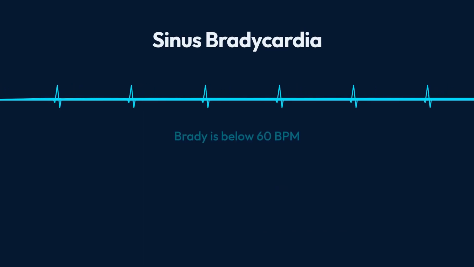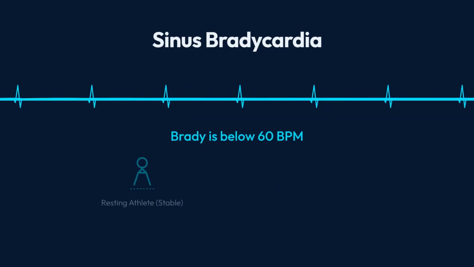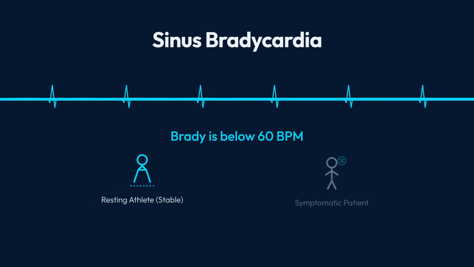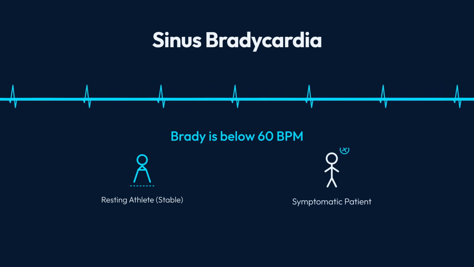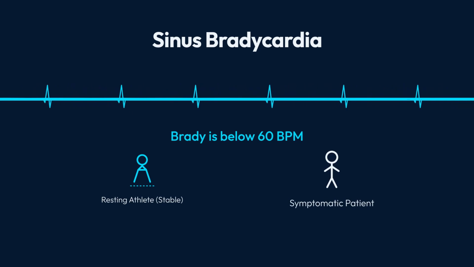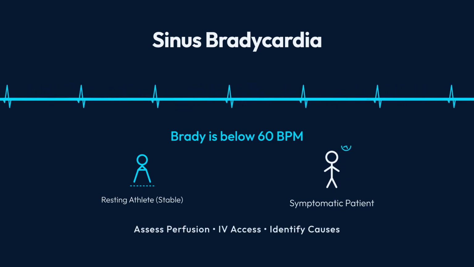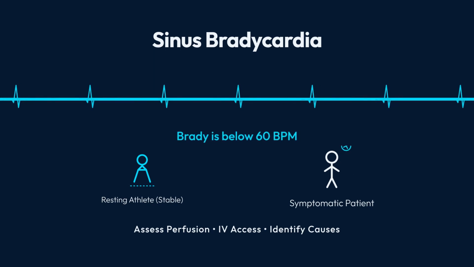Rhythm 2 is sinus bradycardia, a regular rhythm with a rate below 60. While a sleeping athlete might be stable, we worry about symptomatic bradycardia. Nursing priorities include assessing perfusion, establishing IV access, and identifying reversible causes like medications or hypoxia. Be prepared for atropine or pacing. Remember, do not treat the number alone.